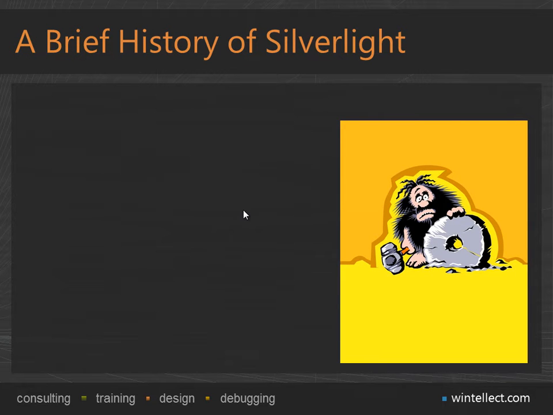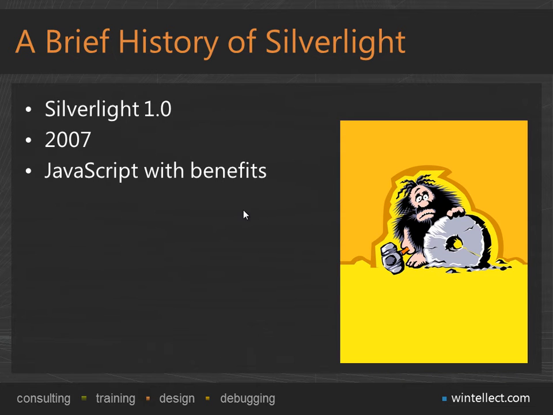So let's start with just a brief history of Silverlight and go back to the beginning when it came out. And this was Silverlight 1.0 in 2007. And I'm just curious, has anyone in this room worked with Silverlight version 1.0? No one. Myself, I have not worked with it as well. We kind of called it JavaScript with benefits. And some people would argue the benefits.